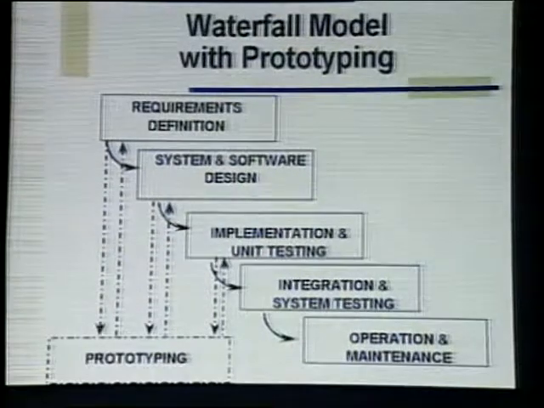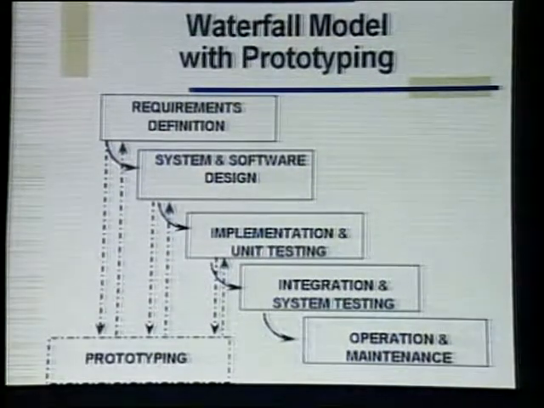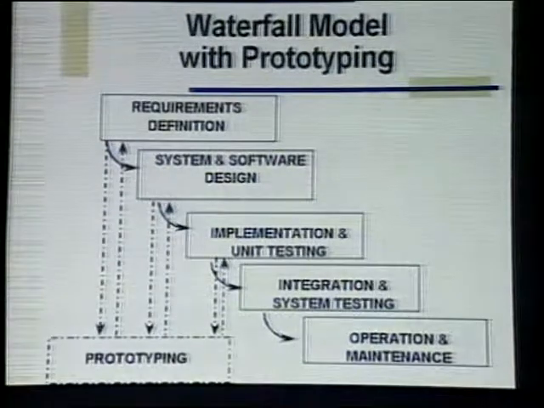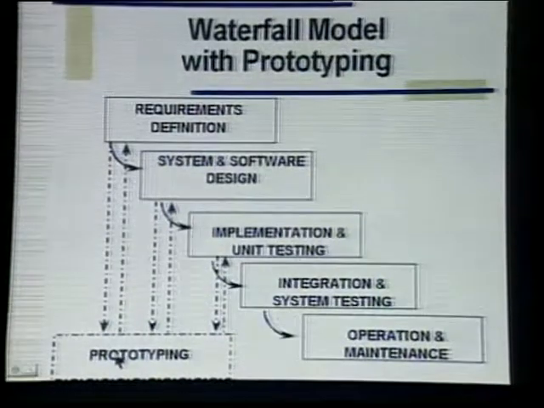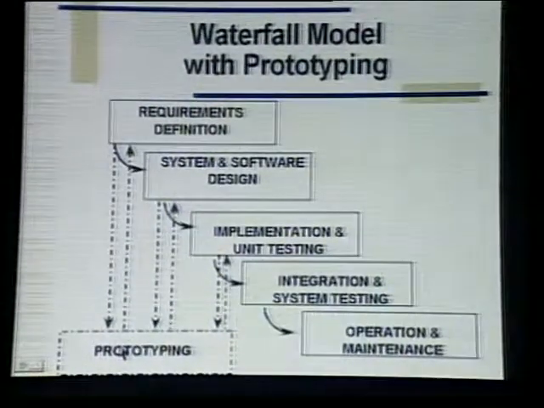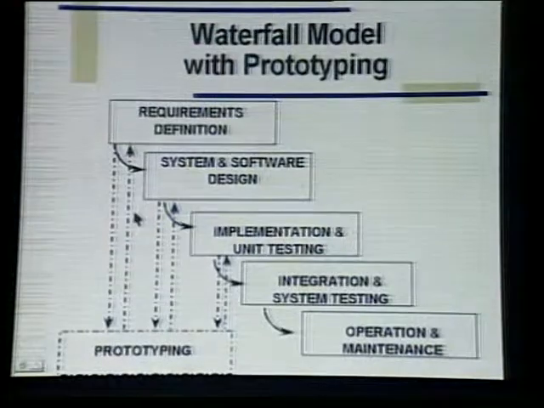Keeping in mind this weakness, the waterfall model was modified and a new waterfall model was proposed, which was coupled with prototyping. The proposed model is called the waterfall model with prototyping. Again, you can see from this diagram, the waterfall model with prototyping has the same steps, but it has been coupled with prototyping. Now, the prototyping is used at 3 different steps.